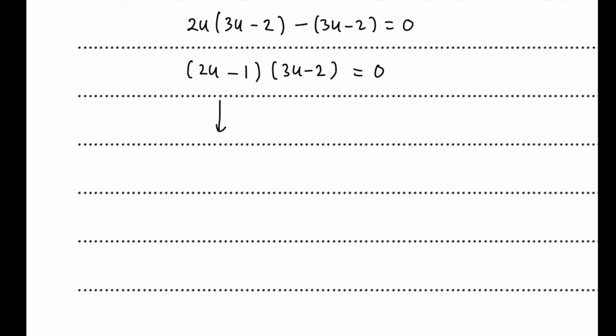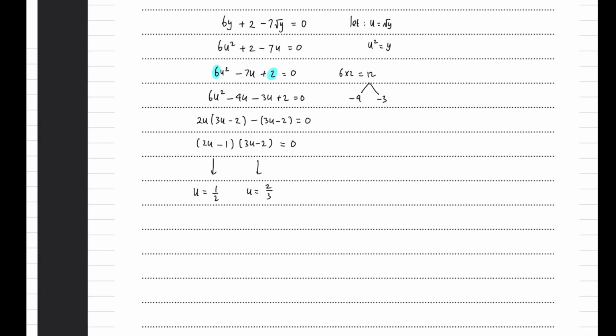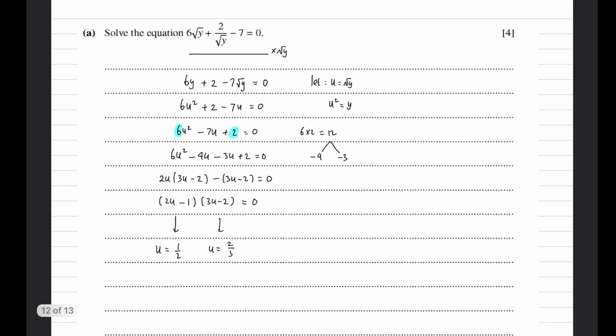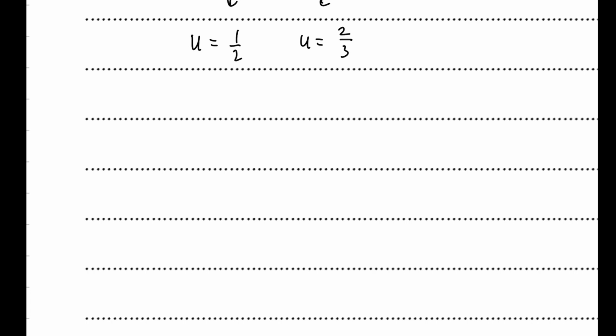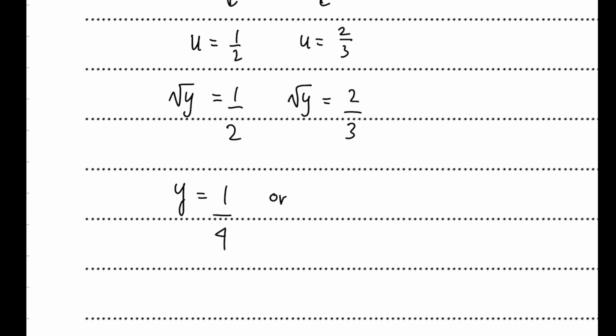So we have u equals a half or u equals 2 over 3. But we want to solve for y, so we have to replace it with square root of y. So u equals square root of y equals a half or 2 over 3. So we get y equals 1 over 4 or y equals 4 over 9. We square it.